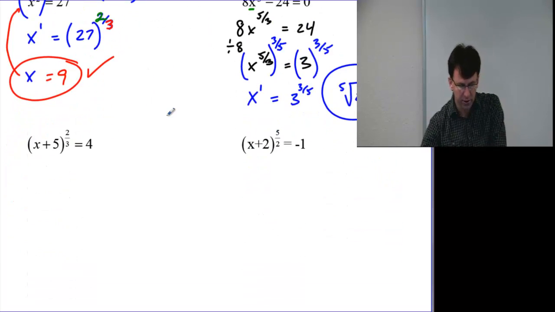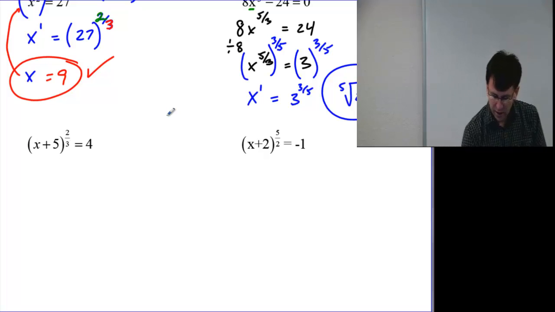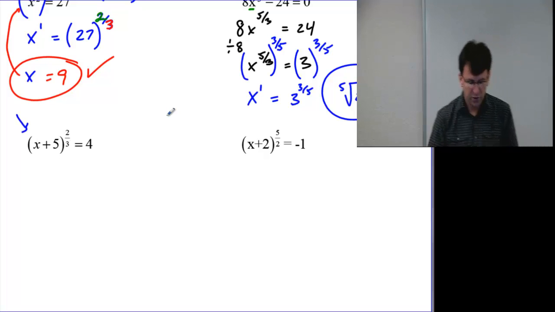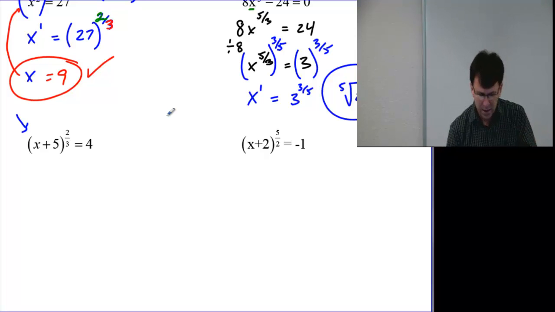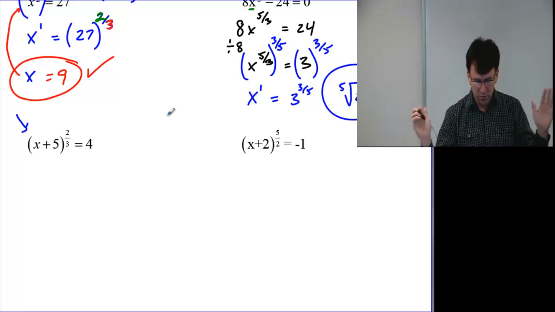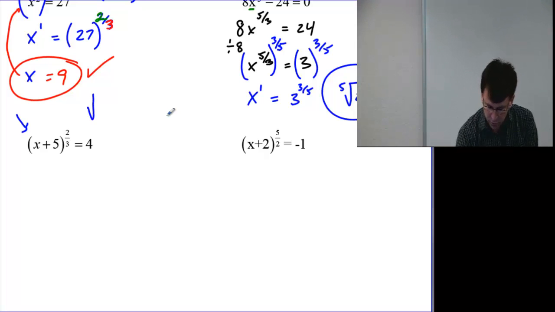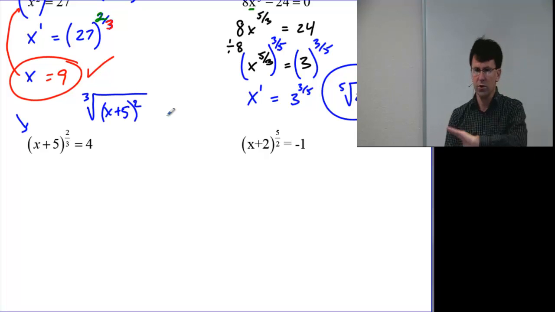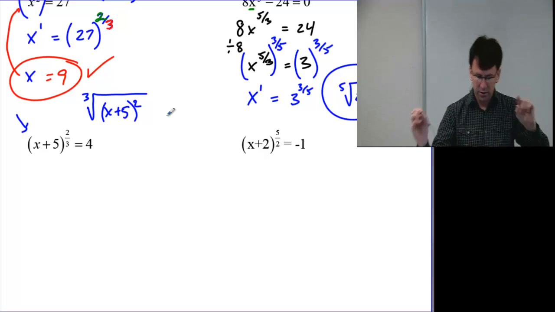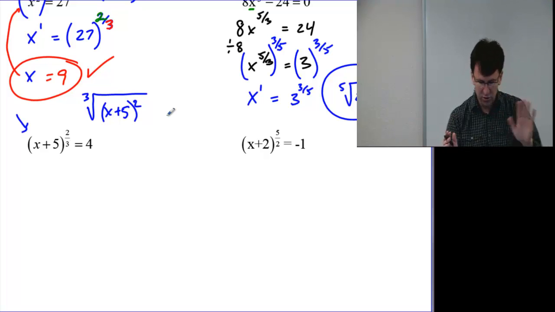Let's look at another question. Now, here I've got (x plus 5) to the 2/3 equals 4. Now, I cannot just take that 2/3 and distribute it across, because that 2/3 really applies to the whole thing. What you should be seeing here in your mind's eye is this is x plus 5, squared, third rooted. You can't just start saying, oh, this is the x and this is the 5. It is to the whole thing.